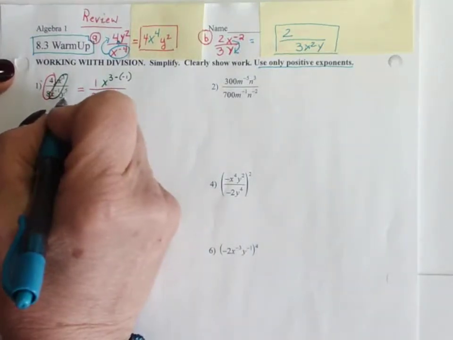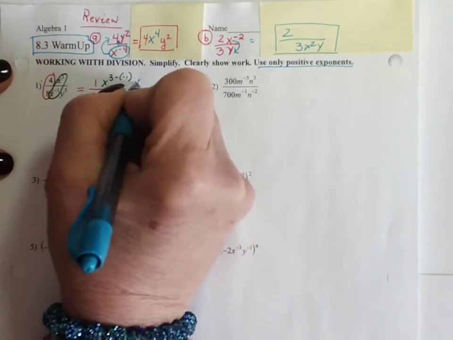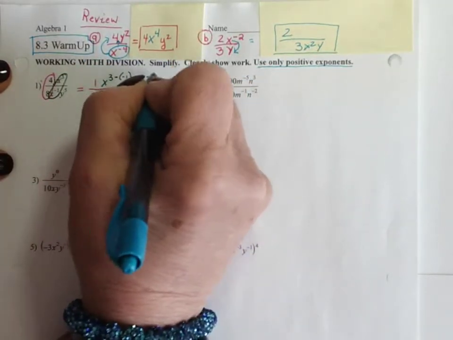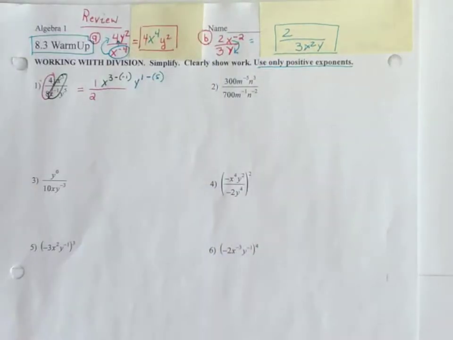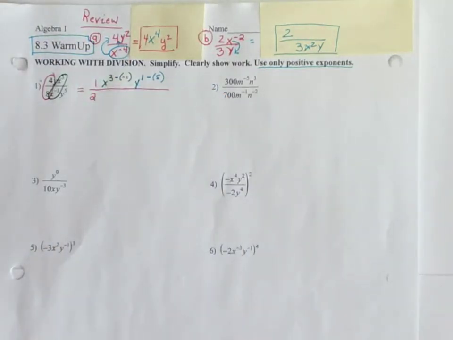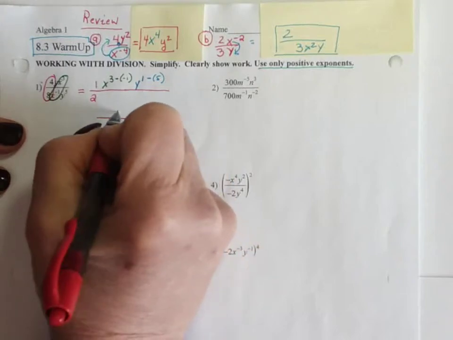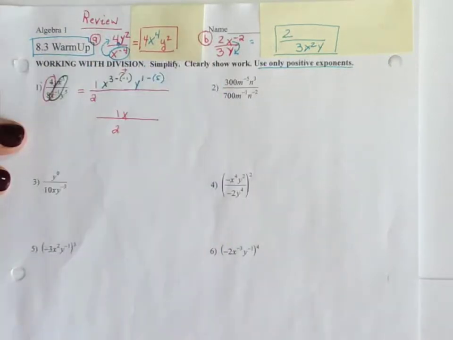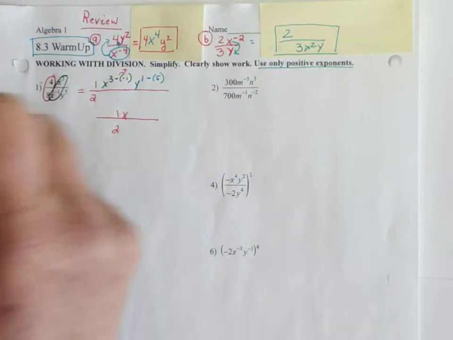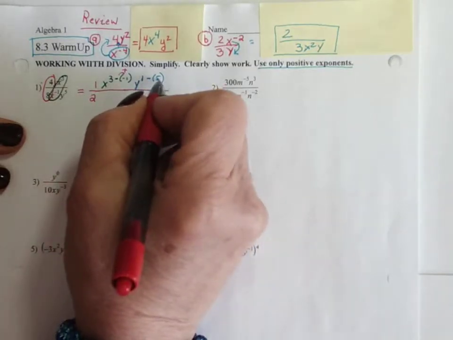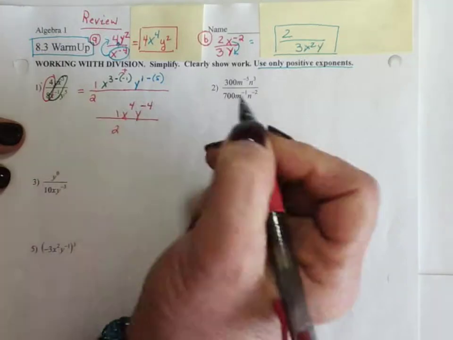Then we're going to look at the y's, and we have y, and the implied exponent is 1 minus 5. So we're going to simplify this. So we have 1 over 2 x. Okay, when we subtract a negative, it becomes a positive. X to the 4th. Y, 1 minus 5 is negative 4.